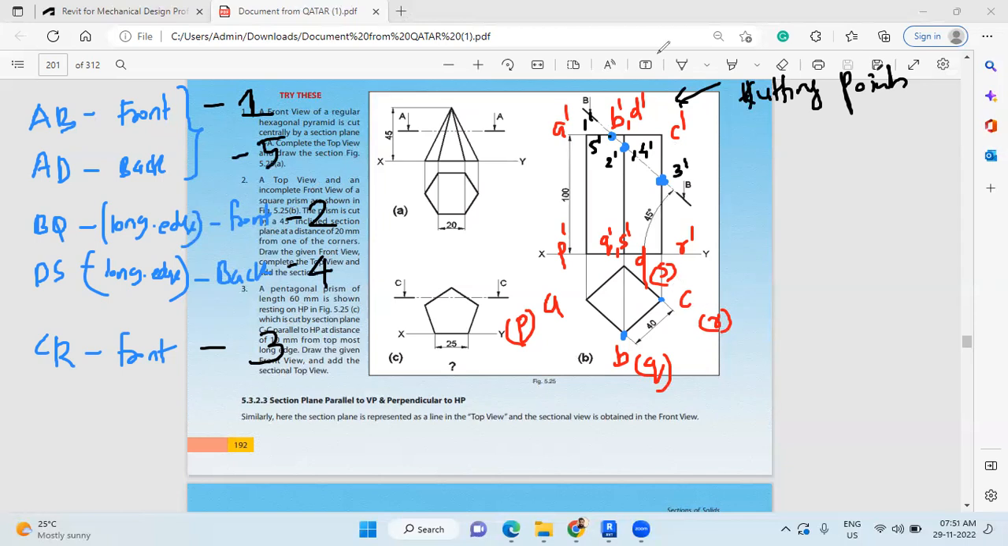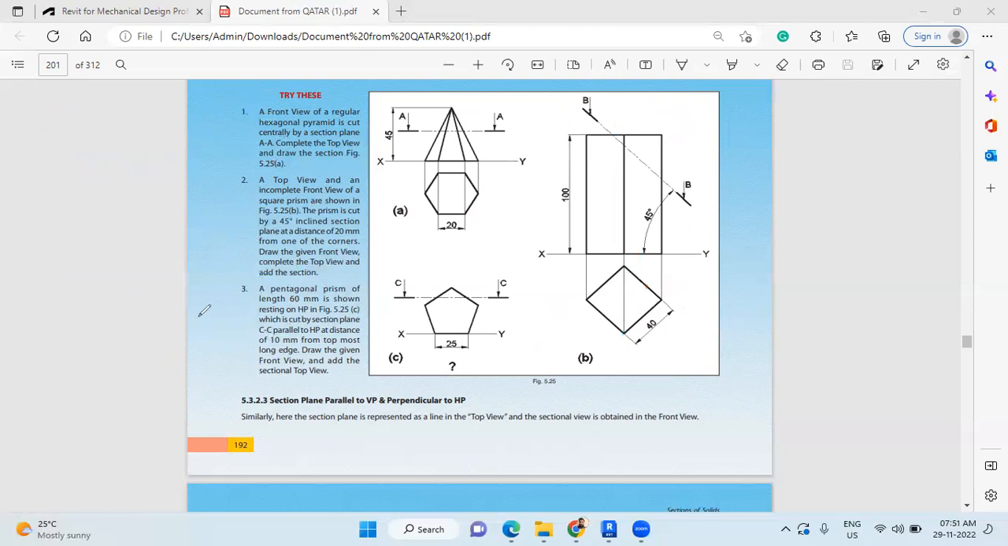Then the last, third question. Read the third question. A pentagonal prism of length 60 mm is shown resting on HP, which is cut by section plane CC parallel to HP at a distance of 10 mm from the topmost long edge. Draw the given front view and add sectional top view.